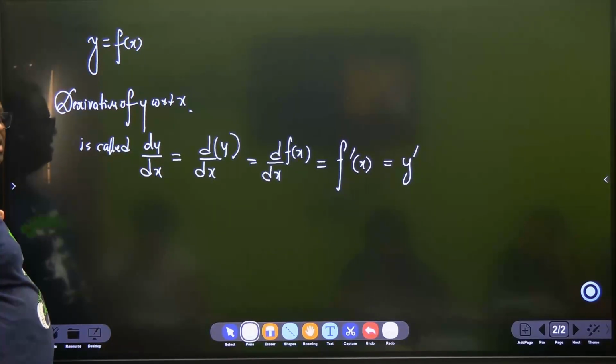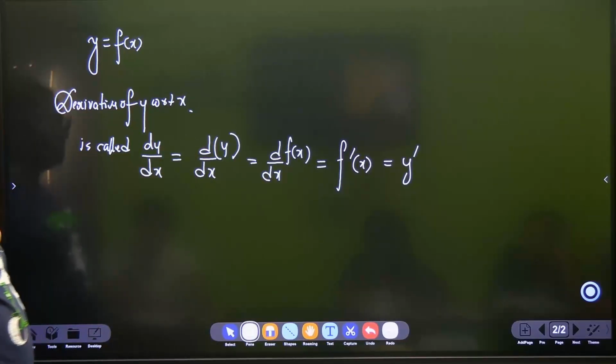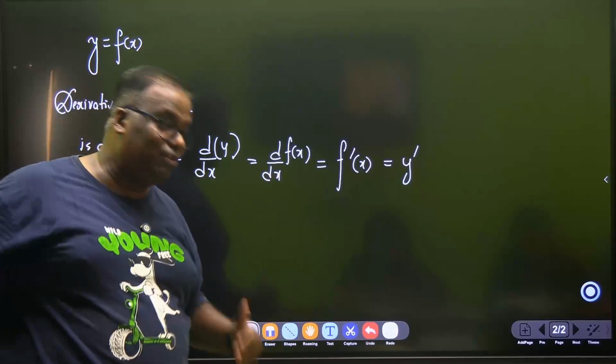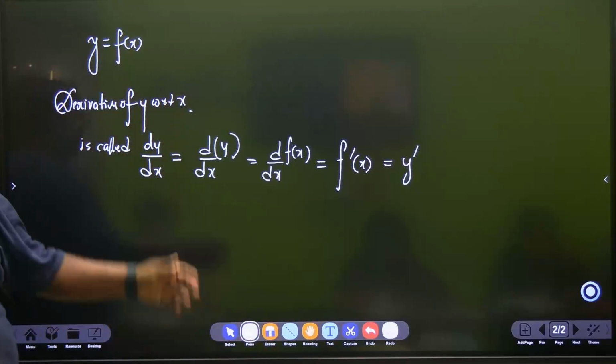The exact word is del y by del x. It means d/dx of y. You are differentiating y. With respect to what?